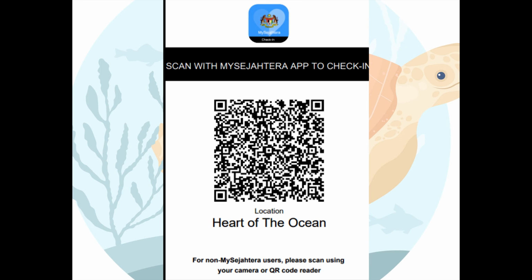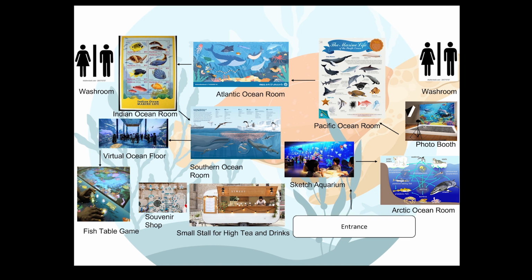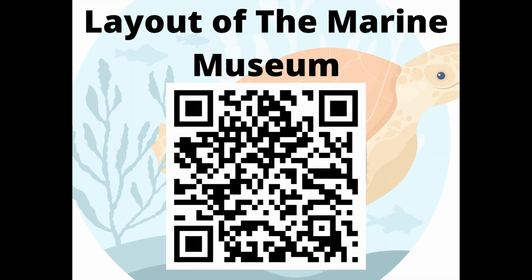Before we start the virtual tour, I would like you to register yourself through the MySejahtera application to fulfill the standard operating procedure for COVID-19. Please scan the QR code using the MySejahtera application. Here is the layout of the Marine Museum. Please scan the QR code to get a clearer photo of the layout of the Marine Museum.